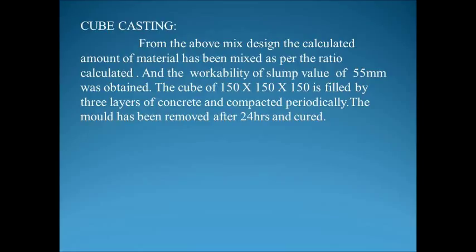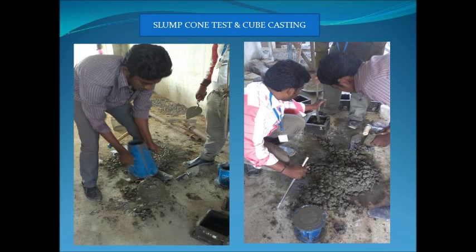Cube casting. From the above mix design, the calculated amount of material has been mixed as per the ratio calculated, and a slump value of 55 mm was obtained. The cube of 150 by 150 by 150 is filled in 3 layers of concrete and compacted periodically. The mold has been removed after 24 hours. Water cured. The picture shows the students performing the slump test, and we have attained the target strength.